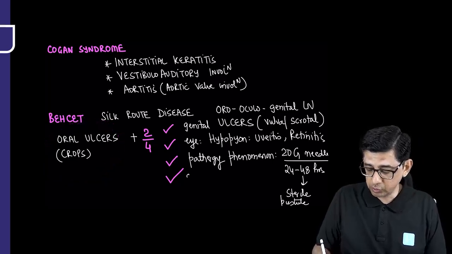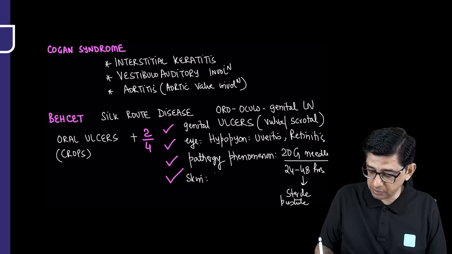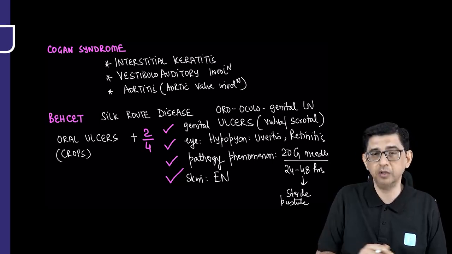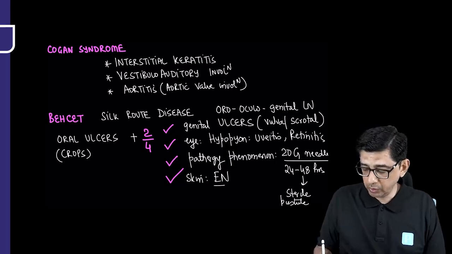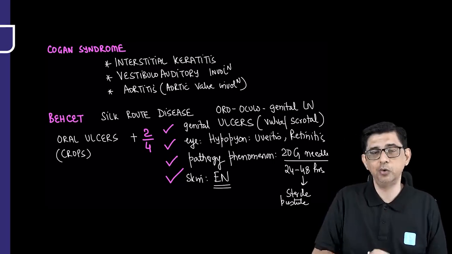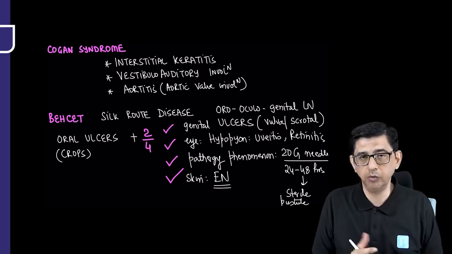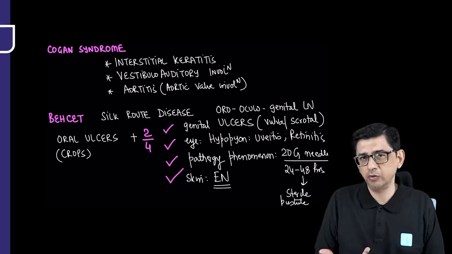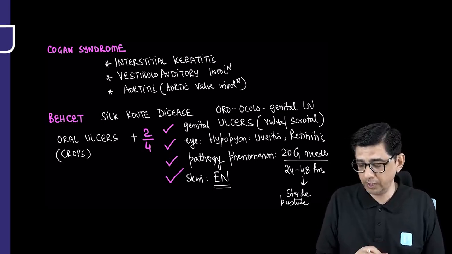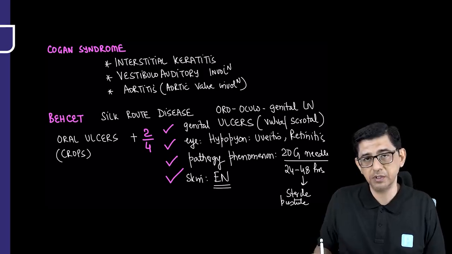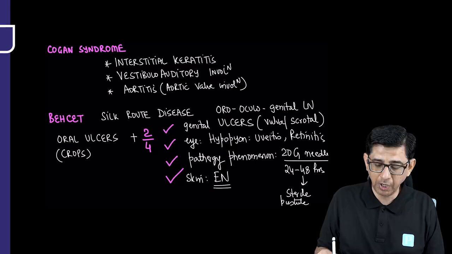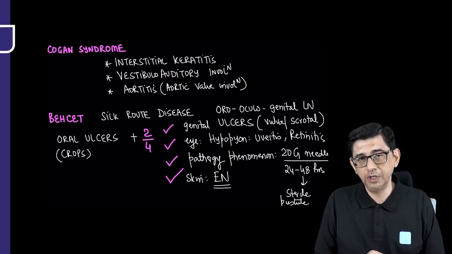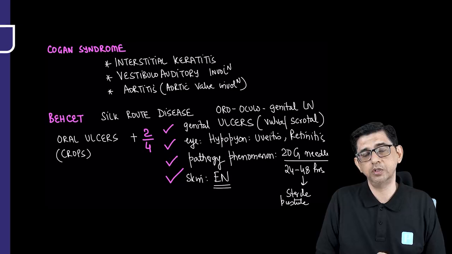The fourth finding, which is to be remembered, is skin manifestations. Skin manifestations could be in the form of erythema nodosum. Erythema nodosum, the image that I showed in sarcoidosis in the earlier part of the video, the same thing would be valid: purplish nodules on the shin of a patient. Apart from erythema nodosum, even folliculitis or pseudofolliculitis could develop, but the main skin manifestation that we see here is erythema nodosum. From these four, at least two should be present along with oral ulcers to make a diagnosis of Behçet's disease.